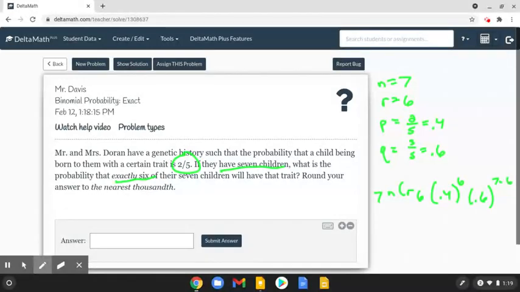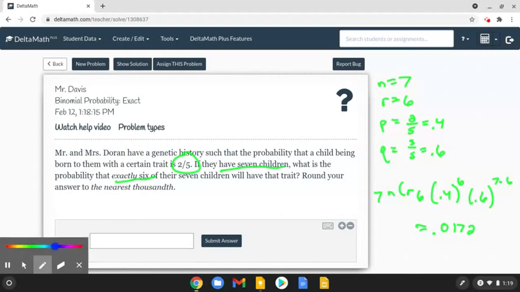And I got 0.0172. We're supposed to round to the nearest thousandth, so we want to look at the 7 and round up or down based on that one. It's not bigger than 5, so we'll just keep it the same, 0.017. So pretty low chance. Again, if we were to look at this as a percentage, we move it over 2 places, it'd be a 1.7% chance that 6 out of the 7 would have it. But we want to type it in as a decimal, 0.017.